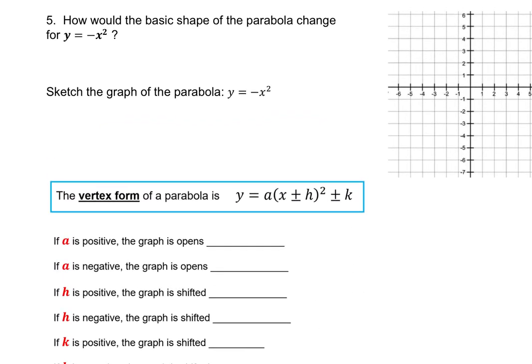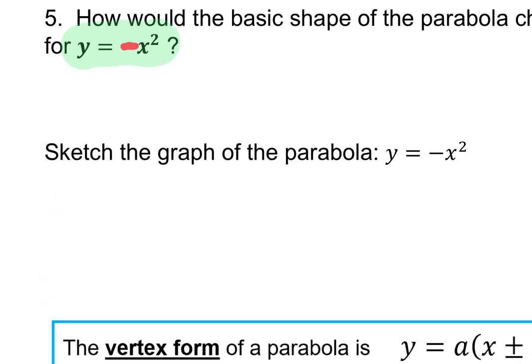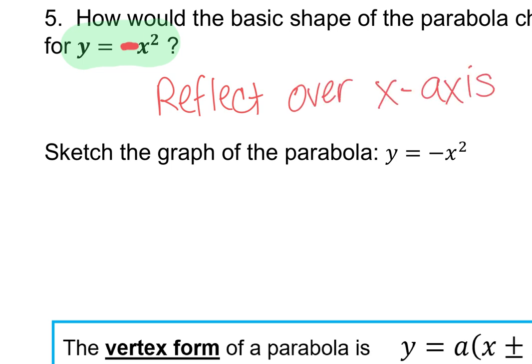All right, now it says, how would the basic shape of the parabola change for y equals -x squared? So now we're working with this, y equals -x squared. This negative right here is new to us. What does that negative in front of it mean? Okay, so it makes it negative. Well, that tells us it's basically going to reflect over the x-axis. That is the terminology we will use, is saying it reflects over the x-axis. Basically, it's going to flip your parabola to the other way.